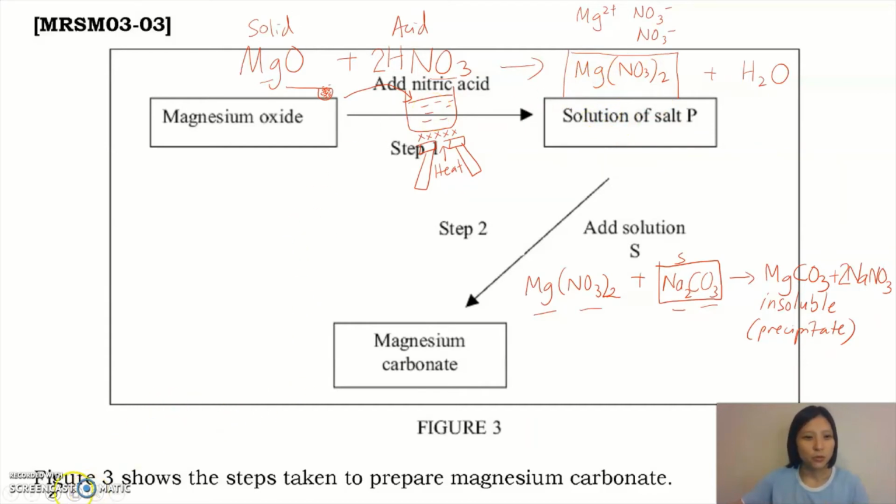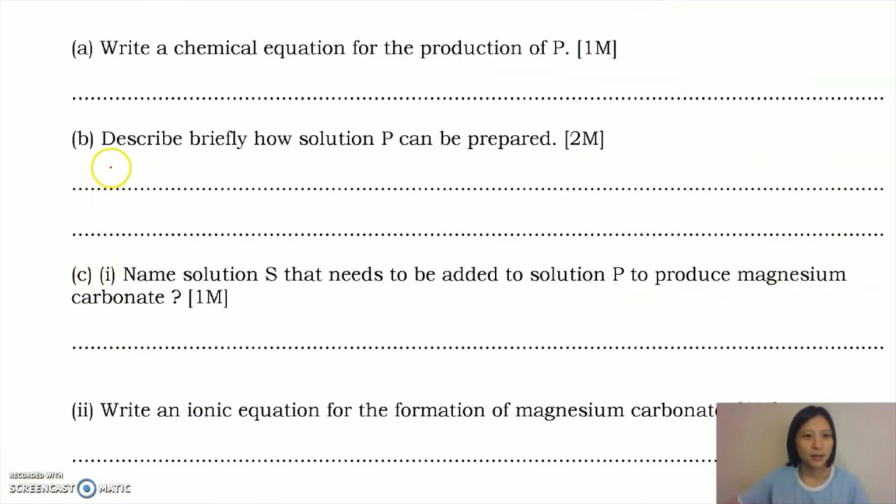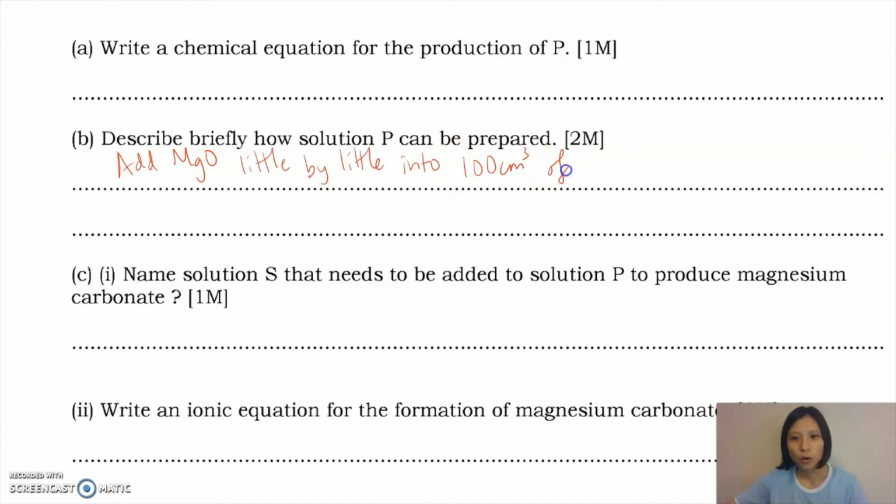So you want to write down the answers. We add MgO, little by little, into 100 cm³ of 0.1 mol per dm³ nitric acid. Actually, it doesn't matter how much. If you are using a beaker, you can use 100, you can use 150, you can use 200. The molarity you can use 0.1, 0.2, 0.5.